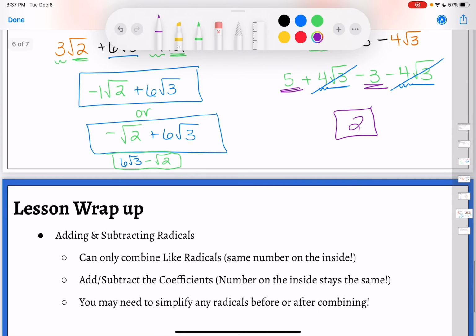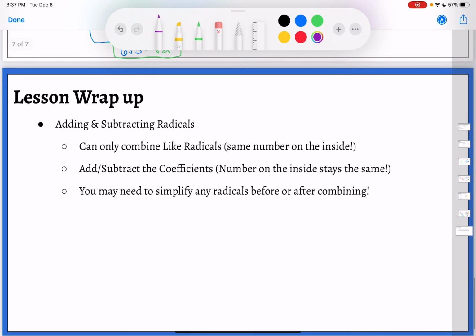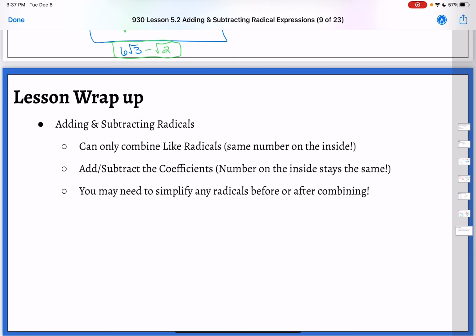All right, hopefully you're feeling confident in adding and subtracting your radicals. Remember, you can only combine them if they're like radicals. That means they have the same number on the inside. Add and subtract the coefficients, but the inside of the radical stays the same. And then don't forget that you might need to simplify before or after you combine them.